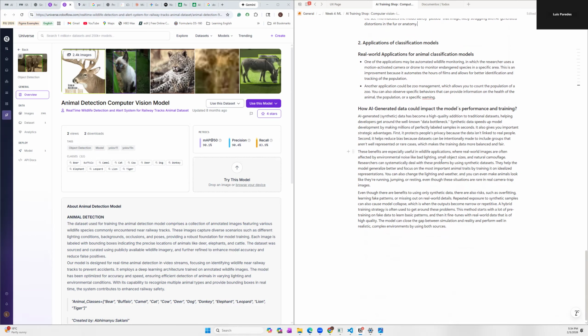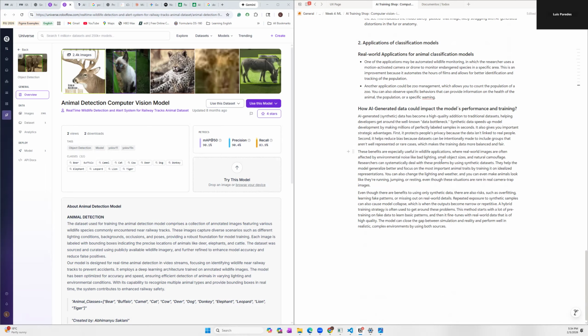Another question is how AI-generated data could impact model performance and training. Well, normally the AI or synthetic data is of high quality compared to traditional data sets. So it helps developers, or whoever is designing a model, speed up development by making millions of perfectly labeled samples in seconds. It also gives you important strategic advantages.